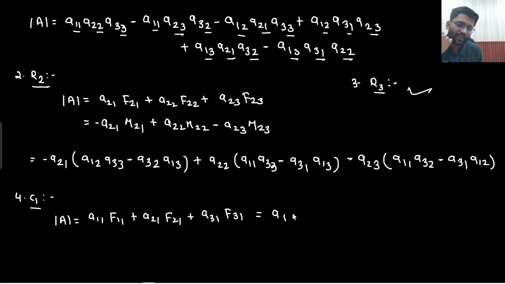That will be equals to A11. Minor will be same because 1 plus 1 is 2, which is an even number. 2 plus 1 is an odd number, so the minor will have the negative coefficient, and that will be equal to the cofactor. And 3 plus 1 is 4, which is an even number, so A31 M31. So plus, minus, plus. So can we solve it?